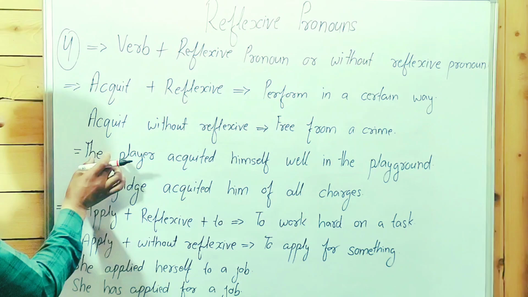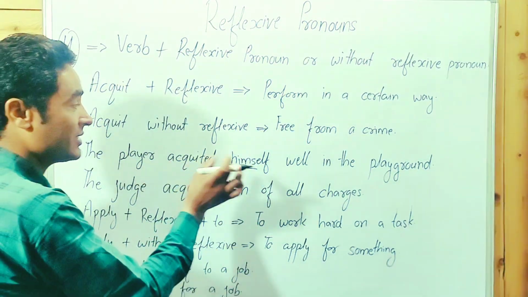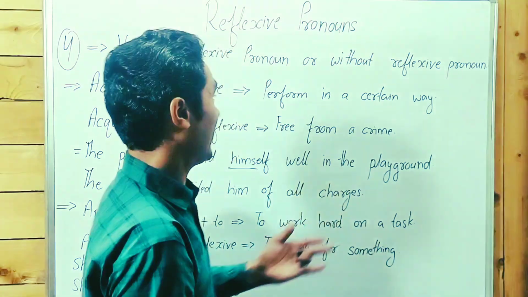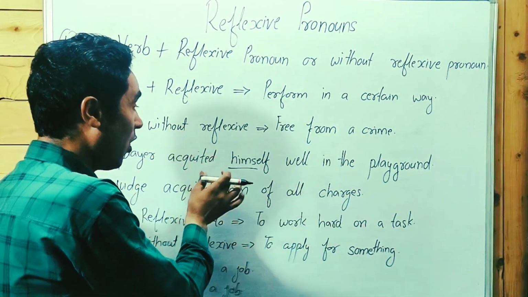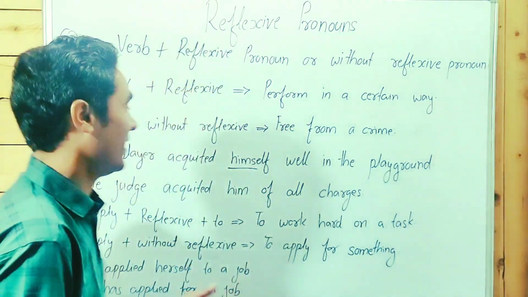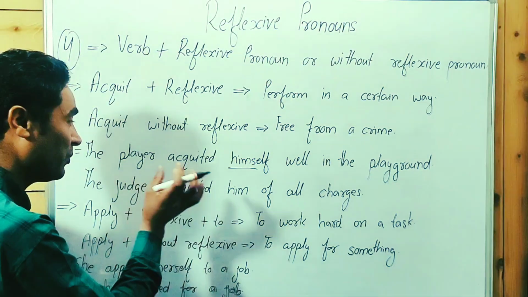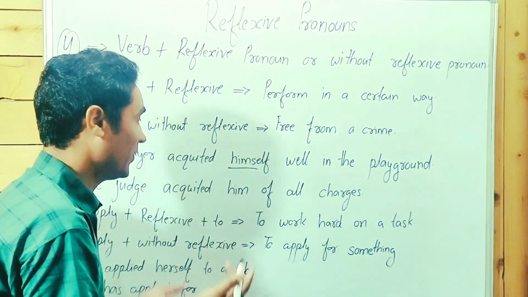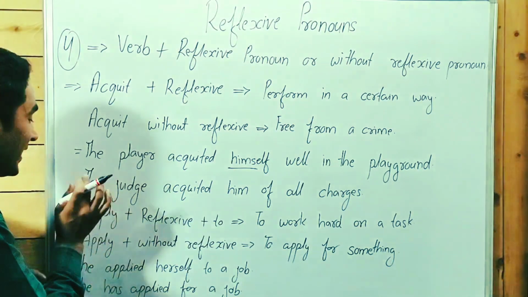The player acquitted himself, with a reflexive noun, well in the playground. It means the player performed well in the playground. Acquit without a reflexive pronoun has a different meaning.